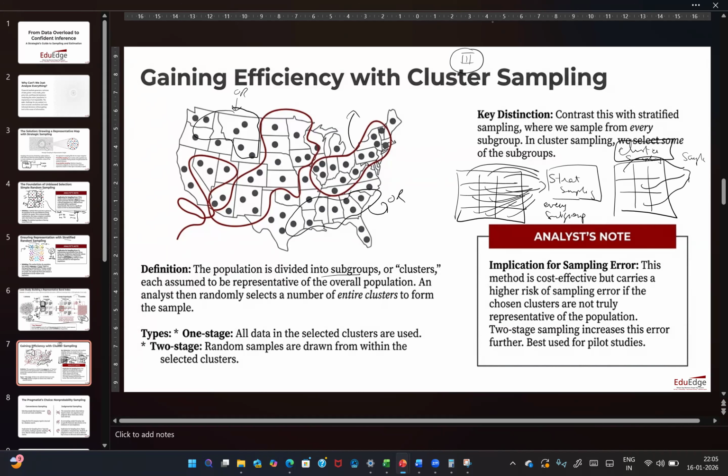Any questions? All okay? Yes, sir. So which is more costlier, stratified or cluster?